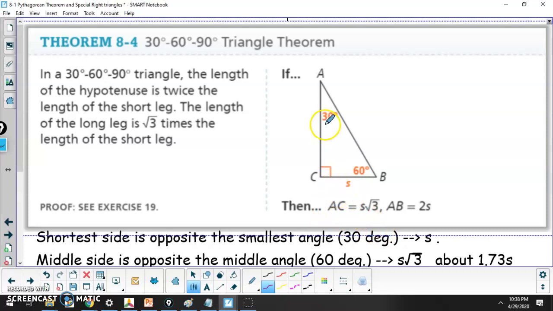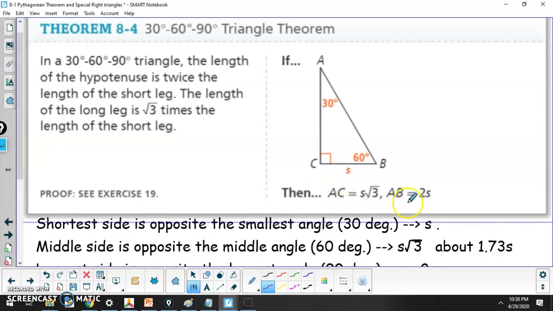All right, so the side across from the 30-degree angle we're going to call S. So we're going to start with the shorter side being S. You always want to have the shorter side being S. Then compare stuff to the shorter side. So if we're comparing to the shorter side, the middle side is always the square root of 3.